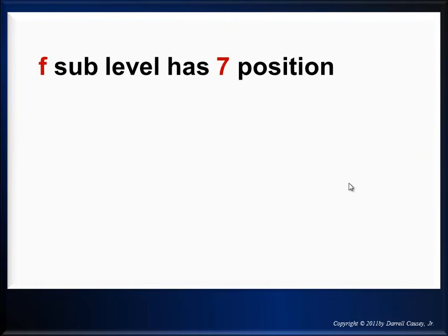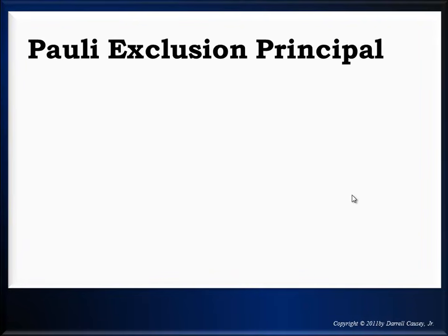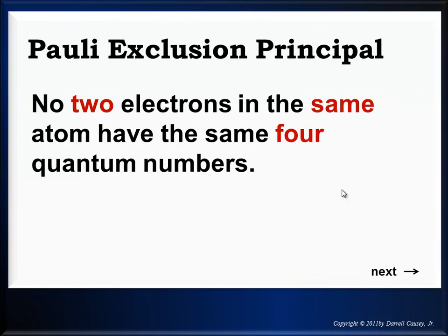Pretty straightforward. F sublevel has 7 positions, and I bet you could probably already figure out how they're going to be labeled: -3, -2, -1, 0, 1, 2, and 3. 14 total electrons. Pauli exclusion principle: no 2 electrons in the same atom have the same 4 quantum numbers. They might have 2 or 3 of the same quantum numbers, but in the same atom, the spin number will be different. Even if they have the first 3 the same, the spin number will be different.